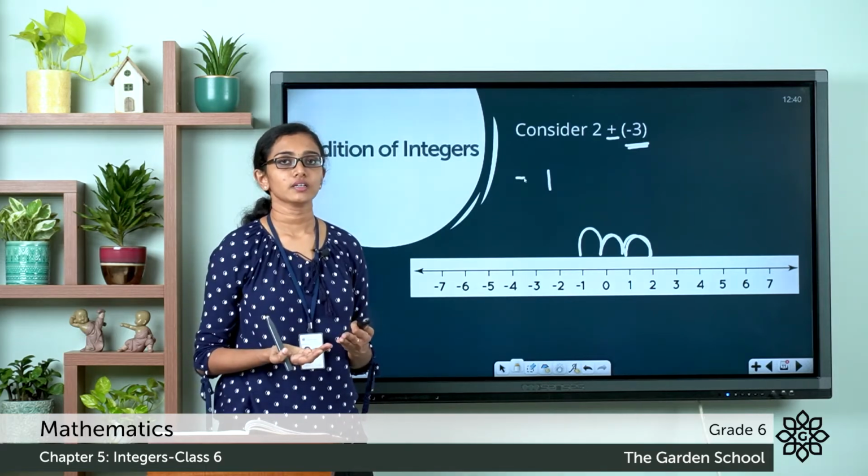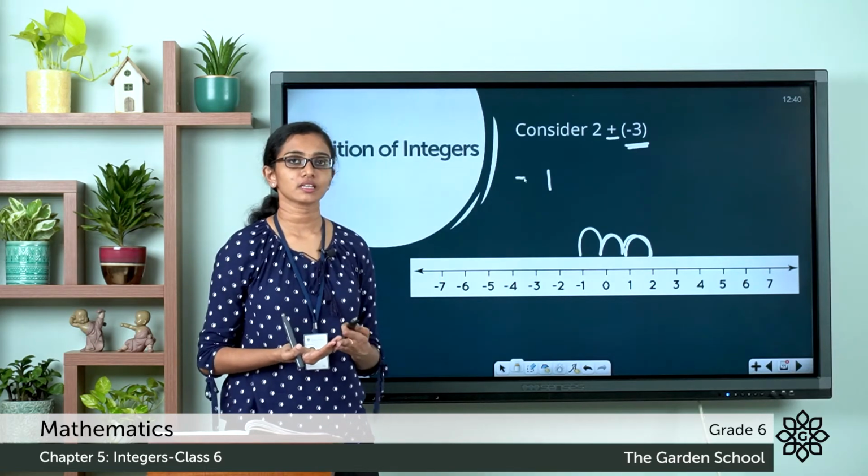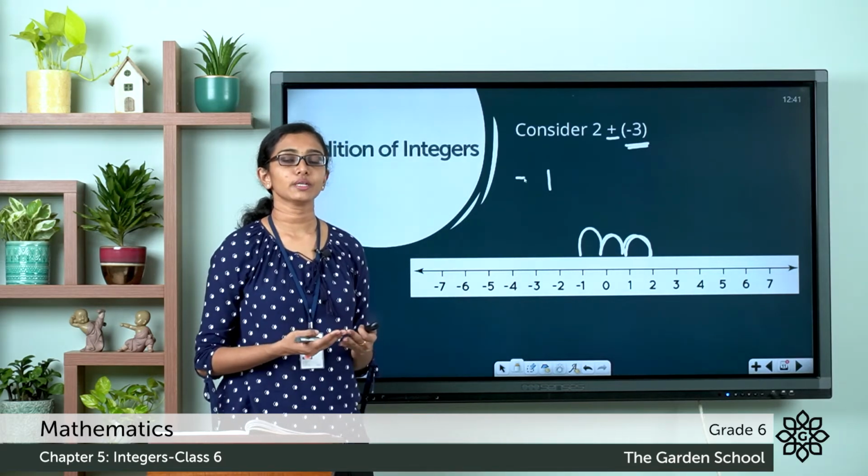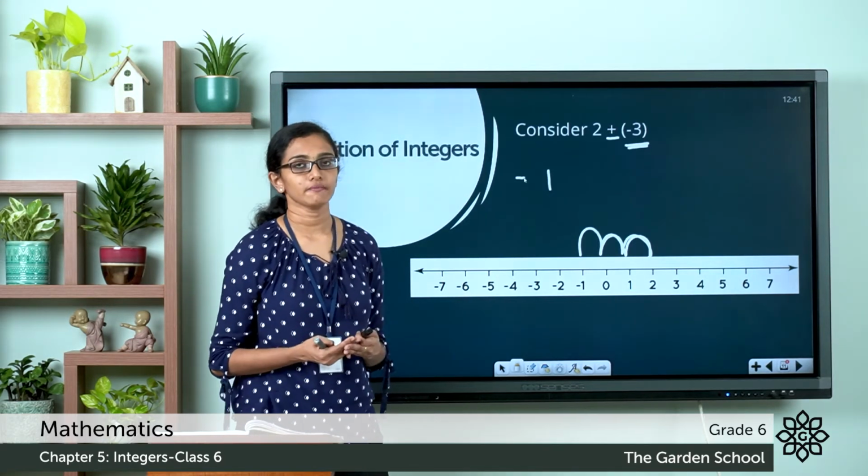So when you are adding 2 integers with different signs, just subtract the 2 numbers and you have to give the sign of the number with more numerical value.